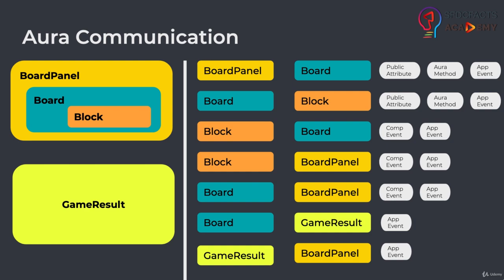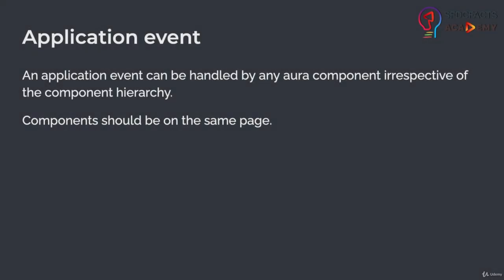Now let's learn more about application events. The application event can be handled by any Aura component irrespective of their component hierarchy, and the only condition here is these components should be on the same page. So this means if a component is firing the application event from the home page and you have another component on a record page, then that component cannot listen for the events being fired from the home page. It can only be handled within the home page itself. So that's the only condition that application event has. And it's super helpful when you are working with single page applications.